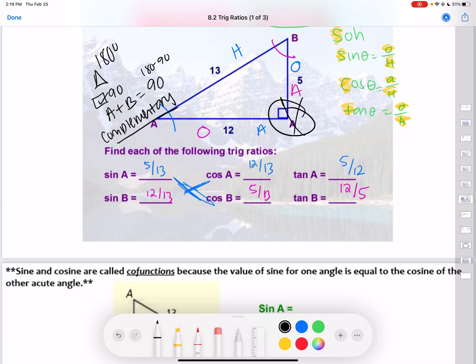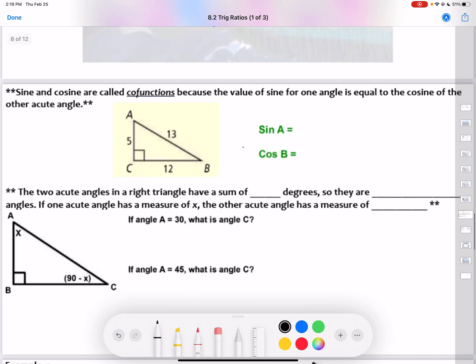And that's special because sine and cosine are called cofunctions. That means the value of sine for one angle is equal to the cosine of the other acute angle. So for this triangle, the sine of A is 12/13, and the cosine of B is also 12/13. Since A and B are complementary, they add to 90 degrees, which means they have the same trig ratio.